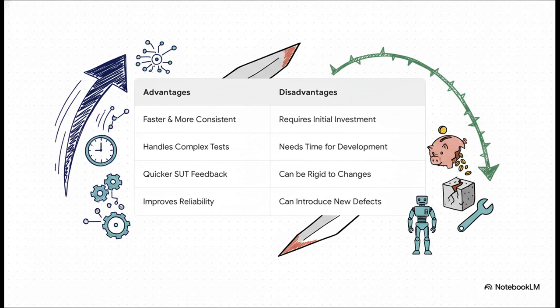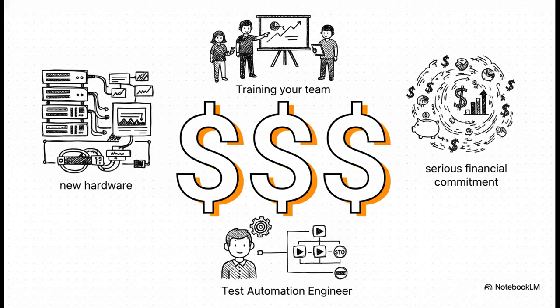But on the other side of that saw blade, you've got significant costs, you've got development time, and there's a real risk that your tests will be too rigid and just break easily when the software itself changes. And let's be super clear about those costs. It's not just the sticker price of the software. The initial investment often includes new hardware, training for your team, and maybe even hiring specialists like a test automation engineer to manage these complex systems. It's a serious financial commitment.